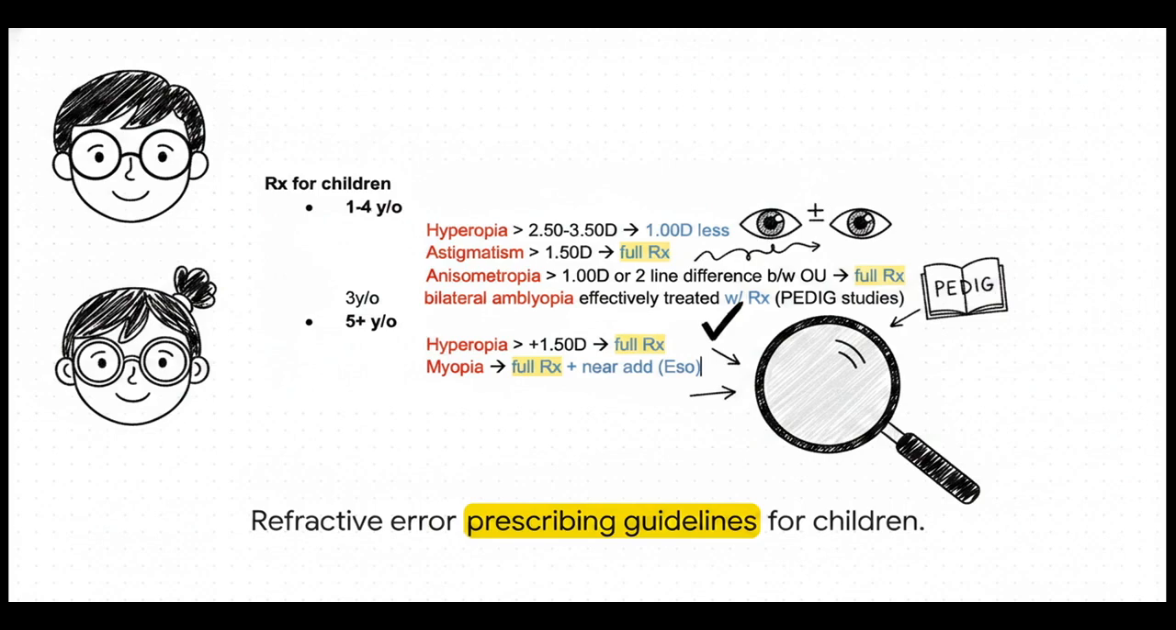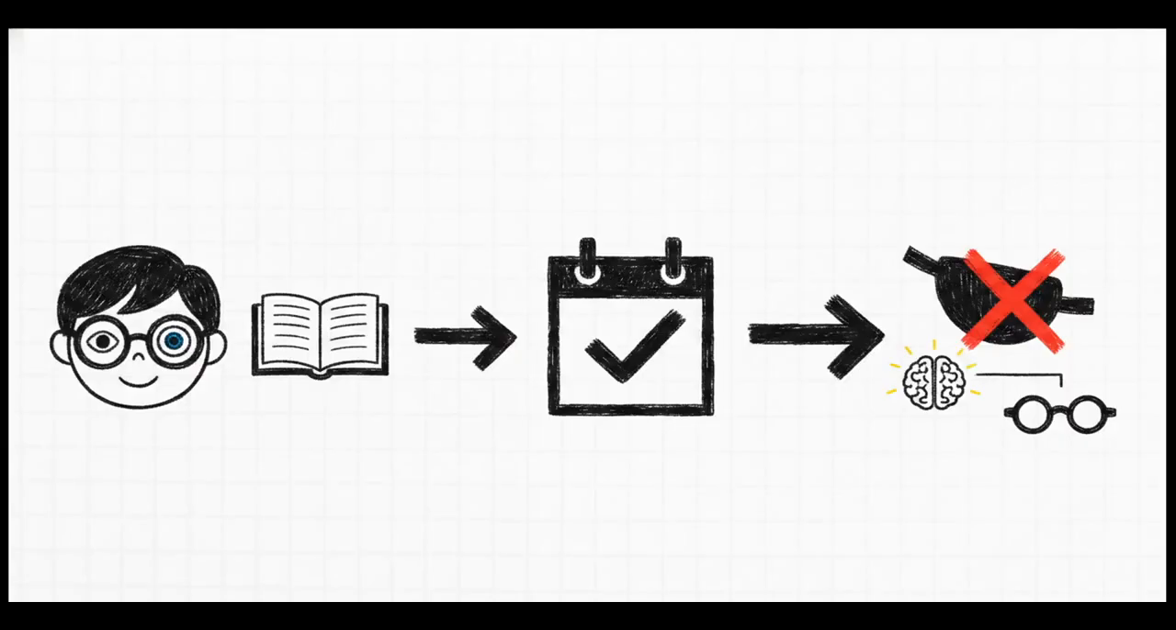But notice the rule for anisometropia. That's a condition where the two eyes have significantly different refractive powers. If that difference is greater than 1 diopter, the strict guideline is to give the full prescription. The source material references clinical studies showing that bilateral amblyopia is highly effectively treated simply by providing this full corrective prescription early on. Let's ground this with a real-world scenario from the data.